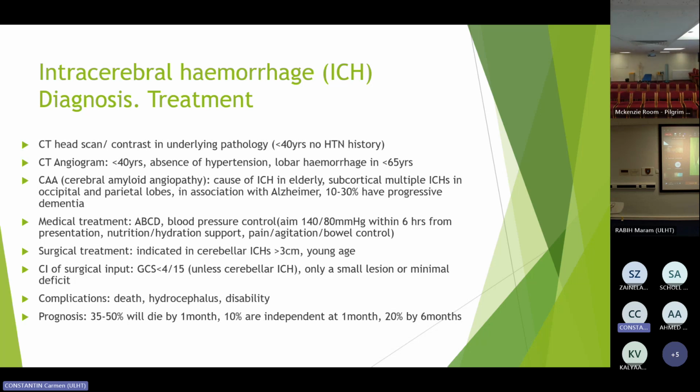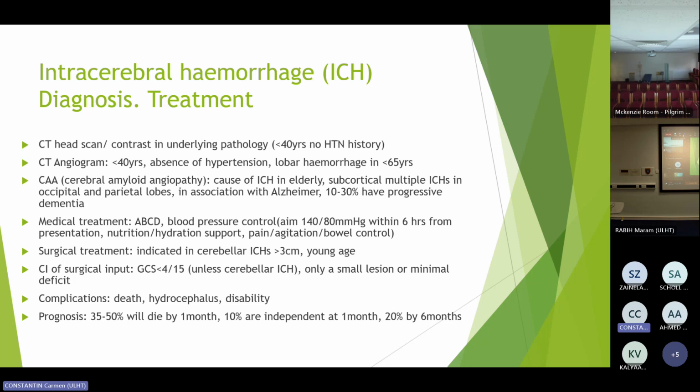Medical treatment, so blood pressure control is important along with the rest. Surgical treatment generally if the hemorrhage is more than 3 centimeters in diameter. In young age, surgical treatment is not offered, especially if the patient is in deep coma, so GCS less than 4, or if the hemorrhage is very small or a very minimal lesion. Complications, yes, from disability to hydrocephalus and death.